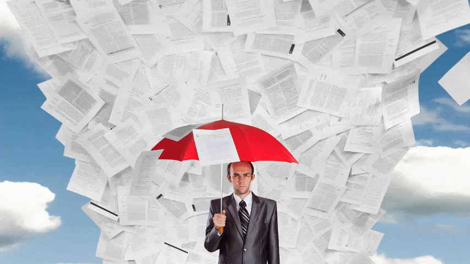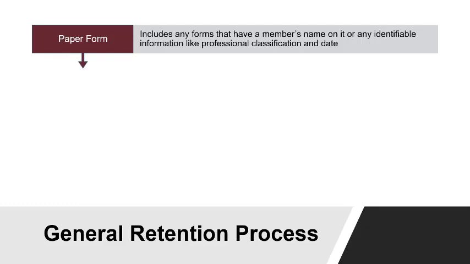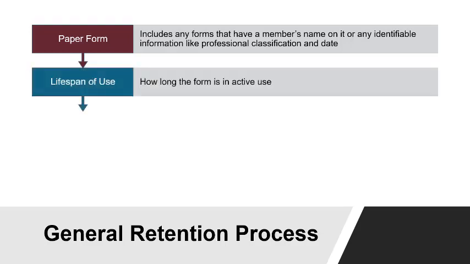Let's talk about how we protect personal data outside of our computer systems. So first we have a paper form. This includes any form that has a member's name on it or identifiable information like professional classification and date. This also could include reports that are printed. Each form has a lifespan of use. This is how long the form is in active use.